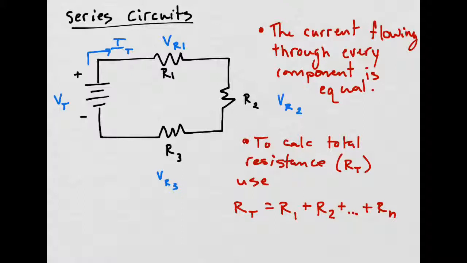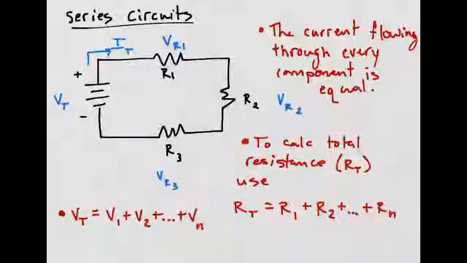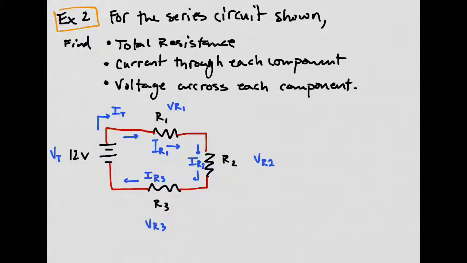The last thing is when you're calculating the voltage, it's the same way. For series circuits, you just add up all the individual voltages, and that will give you the total voltage. So there you go. For circuits that are in parallel, it's a little bit different. They have different rules.